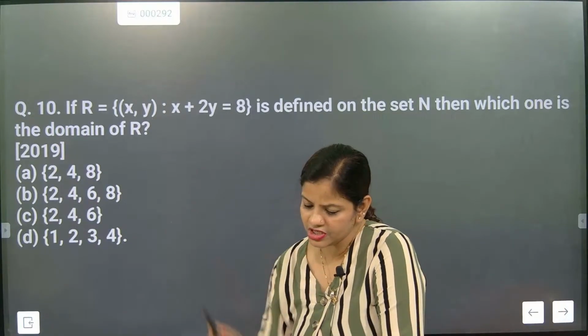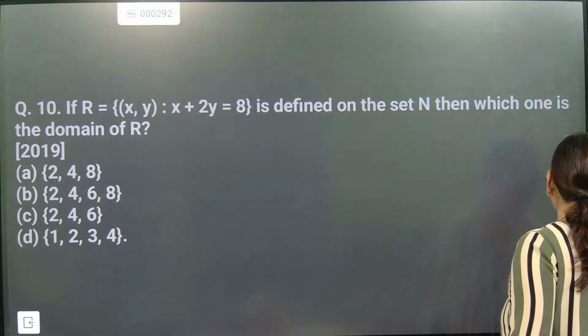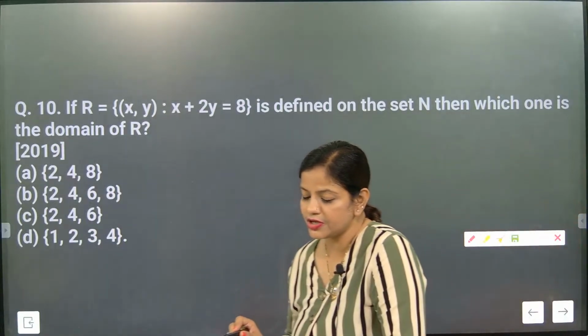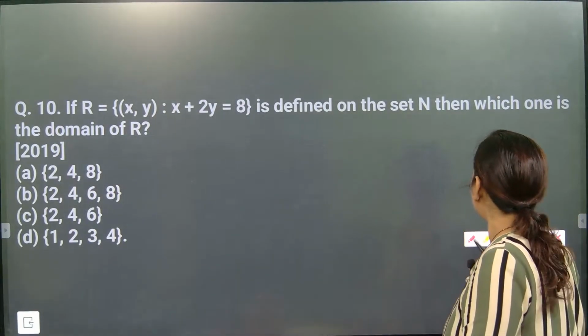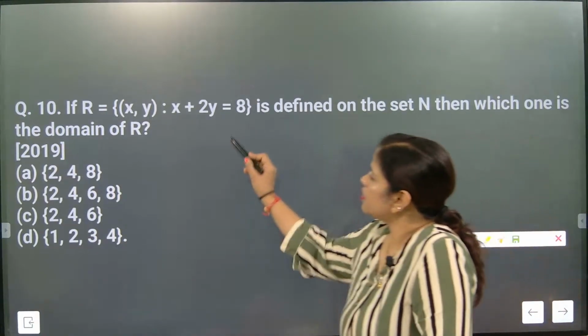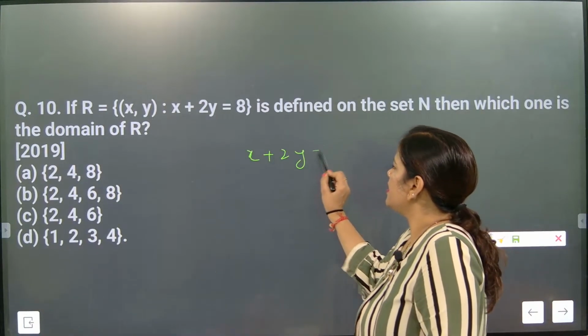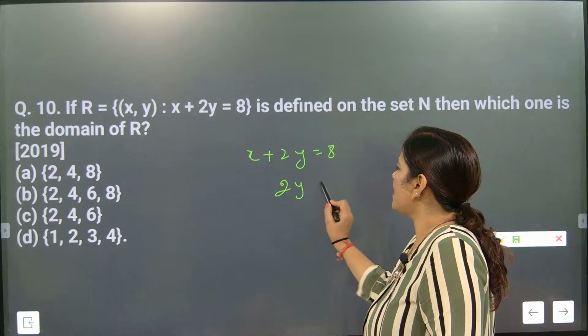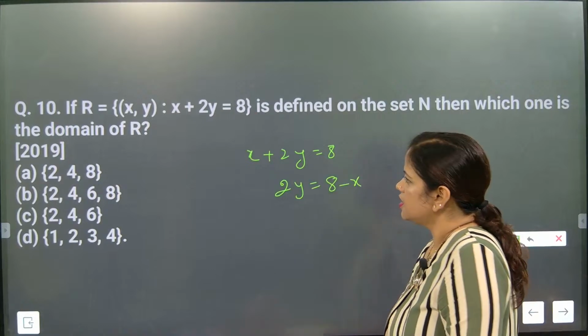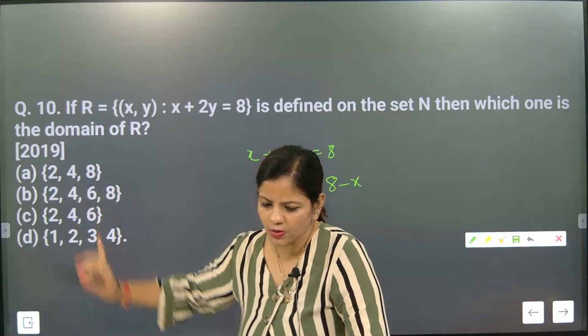Look, again, I'm teaching you the trick of it. So, how are we going to solve this question? First, you see the trick, how to go for the question. Come on, children. So, now look here. x plus 2y is equal to 8 given. So, 2y is equal to 8 minus x. First, the options are given. Now, pick from the options itself.